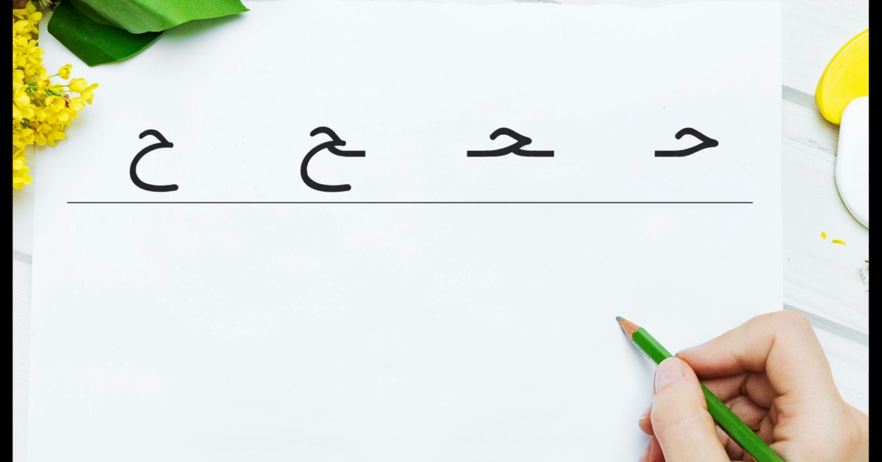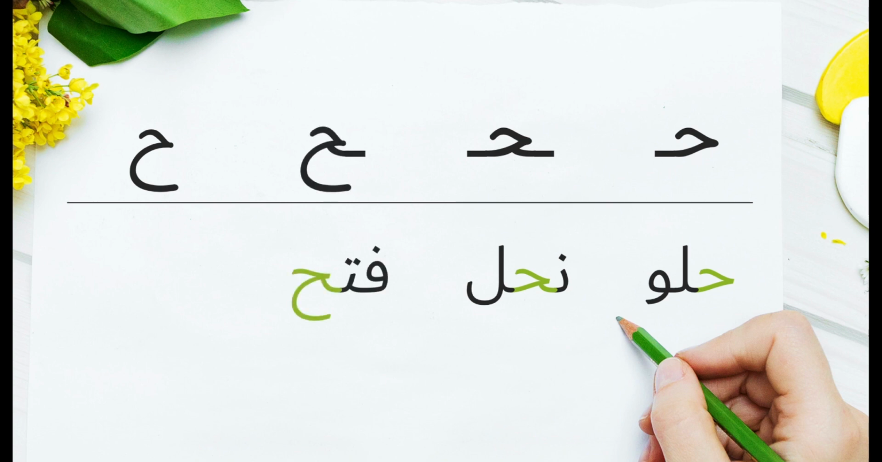And all in all, Ha has 4 forms, depending on its position in a word and whether it's preceded by a non-connecting letter or not. There is the initial position, the medial, final, and the isolated form.